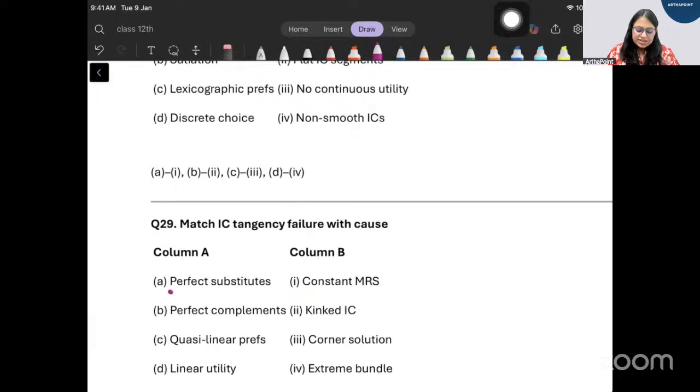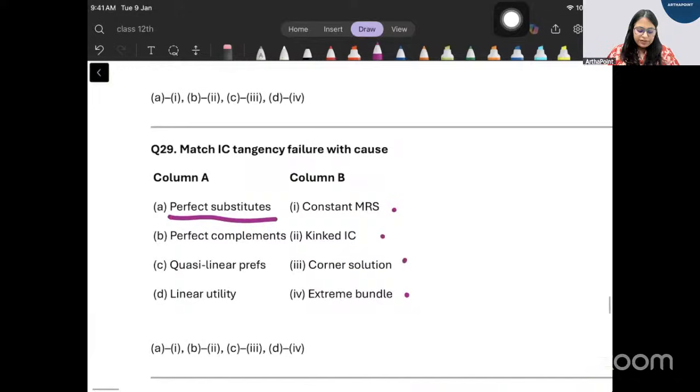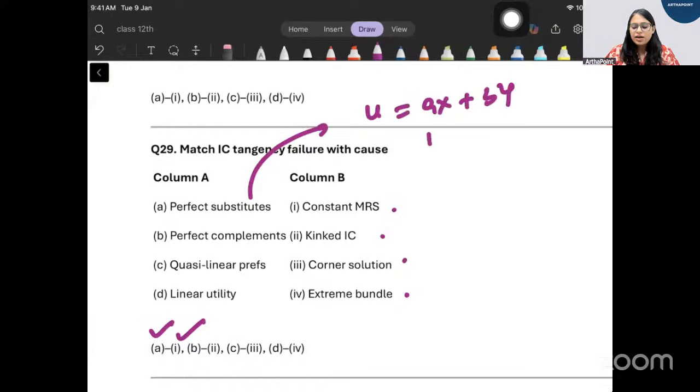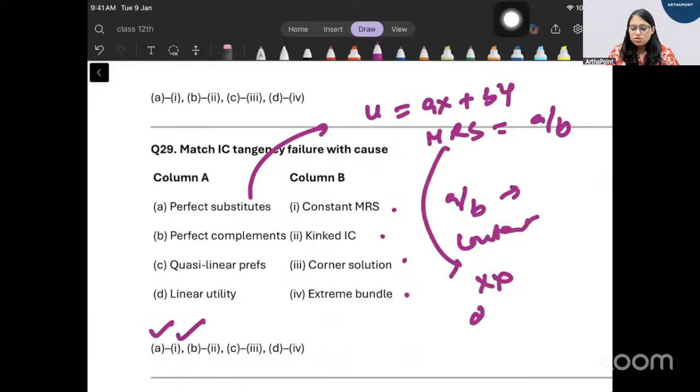So when I see perfect substitute, I have to let my mind think. I don't have to see the answer and say, okay, constant MRS. Now I know. When I see perfect substitute, I have to think: U is equal to AX plus BY, MRS is equal to A by B. A by B is a constant, not diminishing MRS. So you understand? That is what is making you not solve in the final exam.